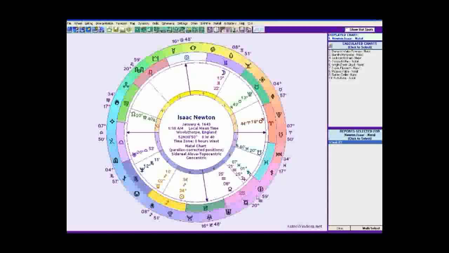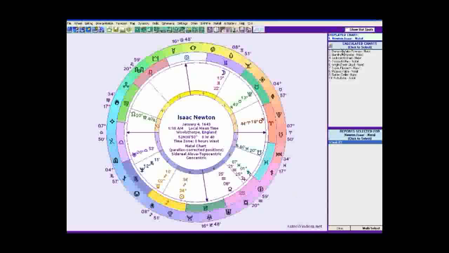For those of you who may not be familiar with this outer ring around the chart, these are small constellations. These constellations here, Aries, Taurus, Gemini, Cancer, those are the big constellations. They're 30 degrees each. These are the small constellations that are also important in interpretation, but that's just what that ring is.